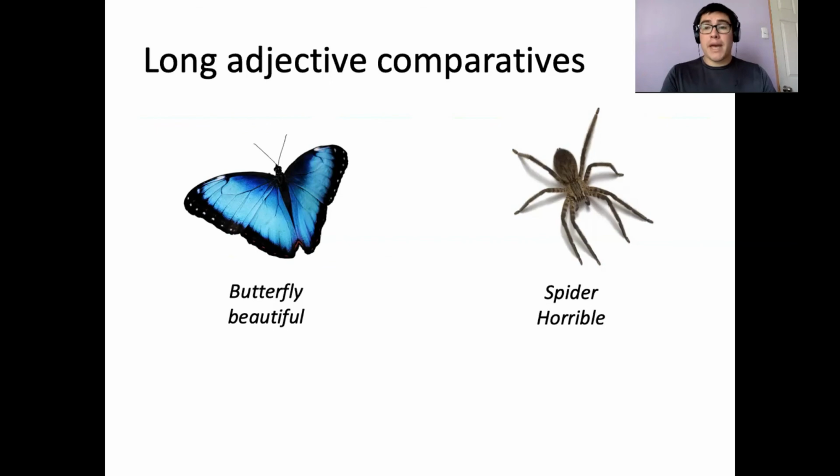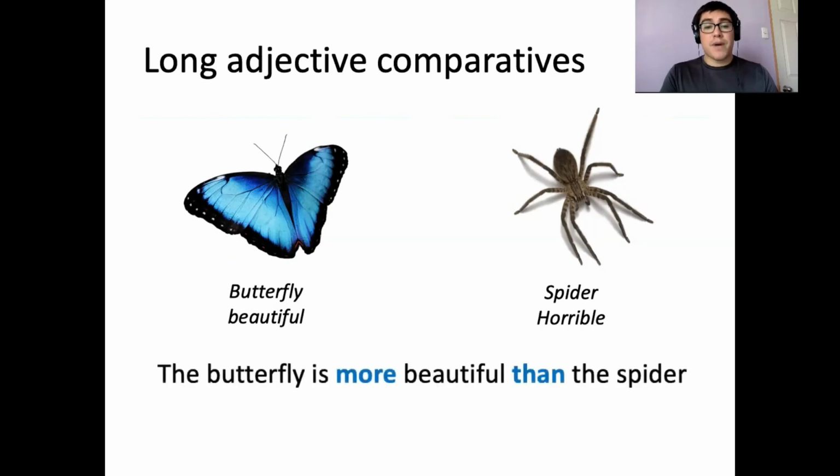If I want to compare the butterfly with the spider, I can say something like this. The butterfly is more beautiful than the spider. More beautiful than. Más hermosa que. The butterfly is more beautiful than the spider. This is a question for you. How can you compare the spider to the butterfly using the word horrible?